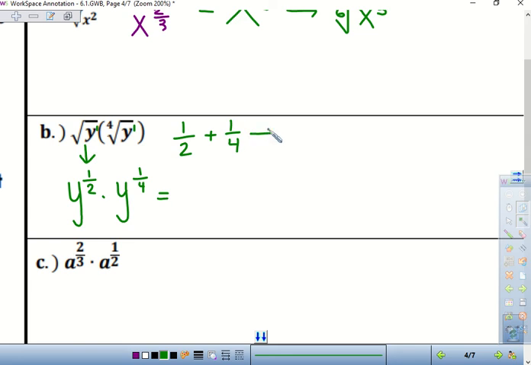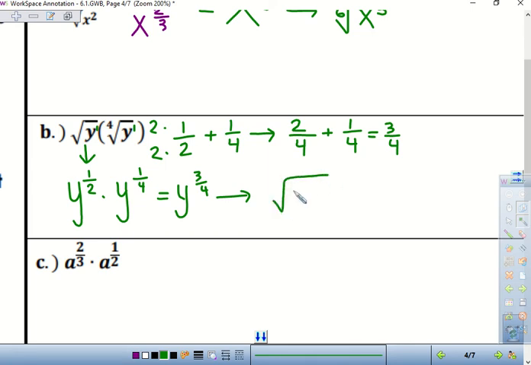Okay, so this one here, we have to find a common denominator, of course, so I have to multiply top and bottom by 2. So I get 2/4 plus 1/4, which is what? 3/4. So we end up with y to the 3/4. Can I leave it in this format? No. No, I have to convert it back to a radical, right? So what is this going to be as a radical? The fourth root of y cubed. Very good. So your numerator goes inside, your denominator goes outside. Alright.